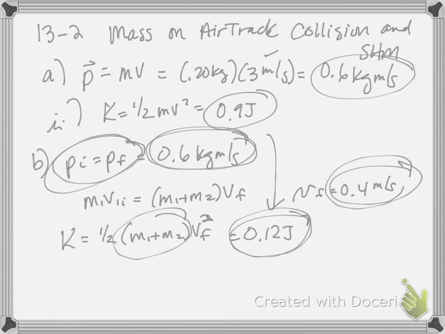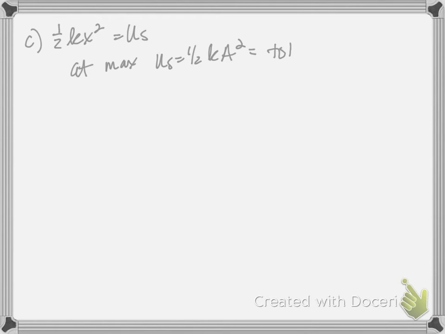All right, scrolling down to C. After the collision, the two masses undergo simple harmonic motion about their position at impact. We're going to find the amplitude of that motion. We can do this a couple of different ways. The amplitude is the maximum stretching or compression of the spring, and at that point we have the maximum spring potential energy, which is 1/2 kx squared. At a max, we have Us equals 1/2 k A squared, and that's also the total energy of the system.